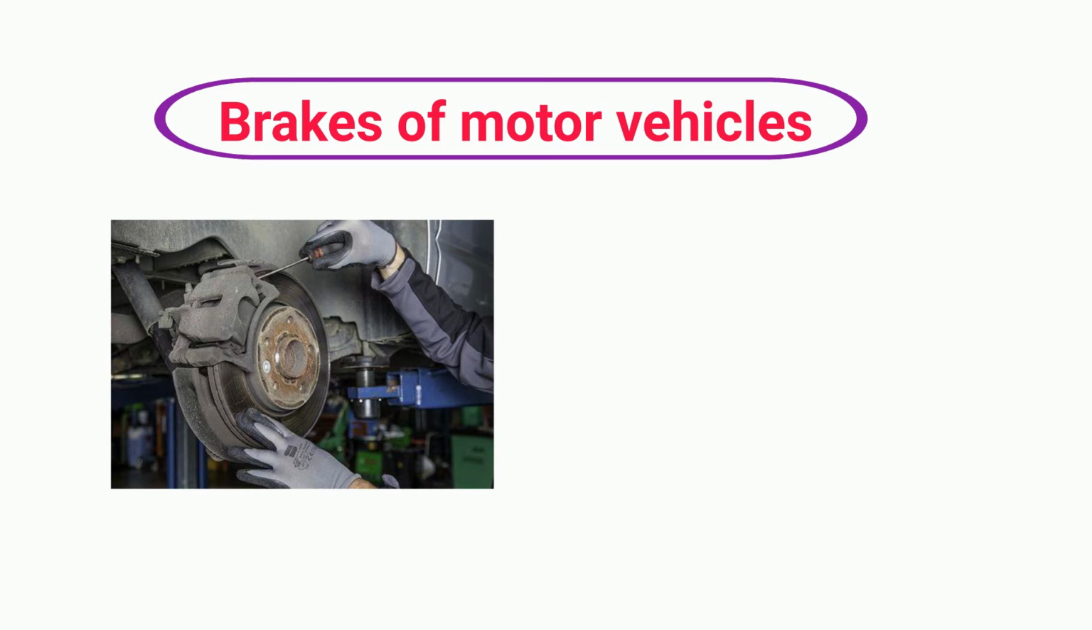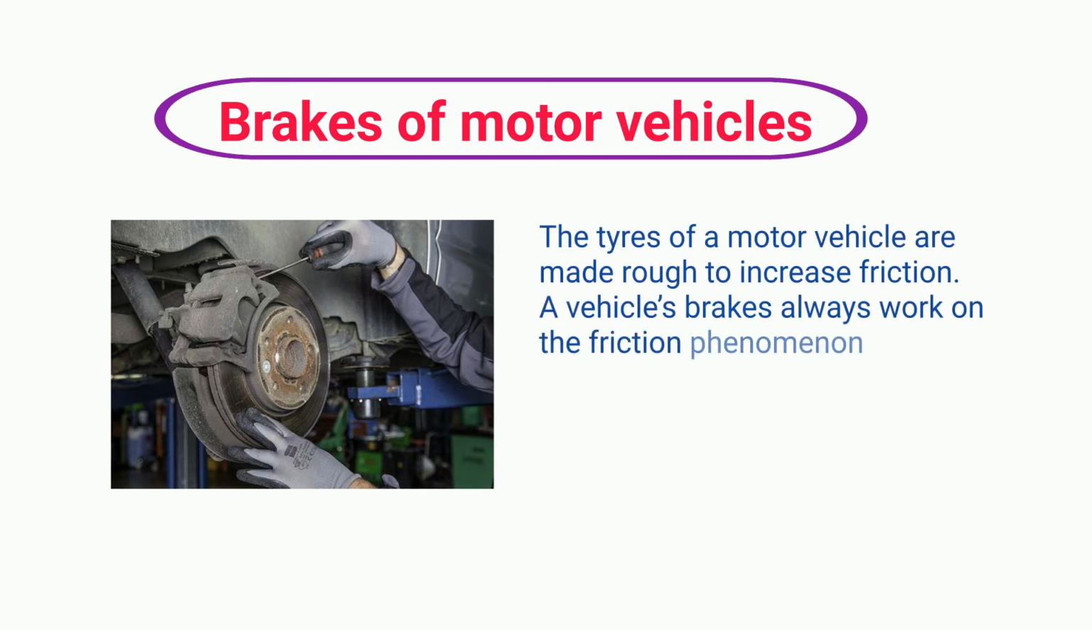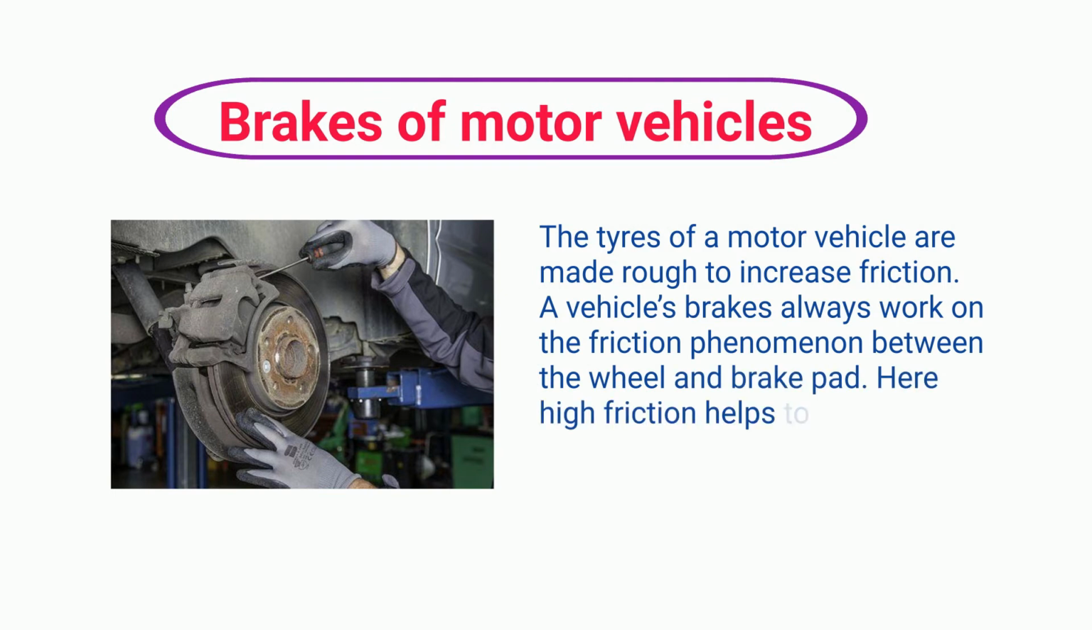Brakes of motor vehicles. The tires of a motor vehicle are made rough to increase friction. A vehicle's brakes always work on the friction phenomenon between the wheel and brake pad. Here high friction helps to slow down the motion of the vehicle.